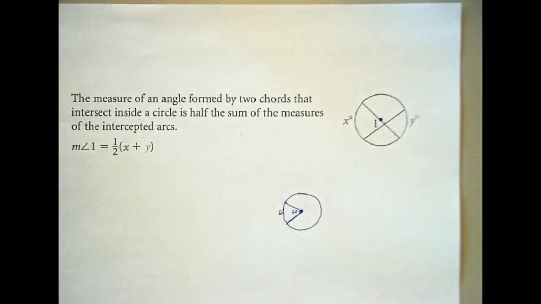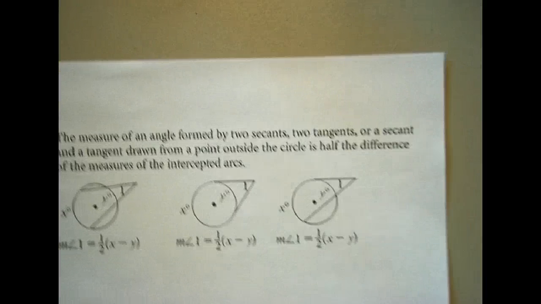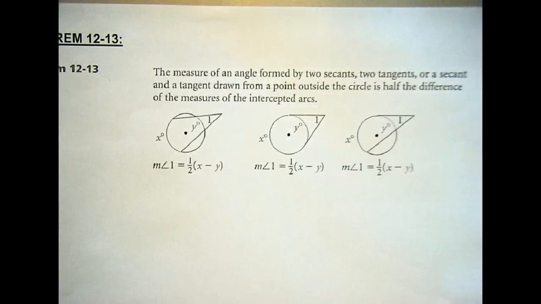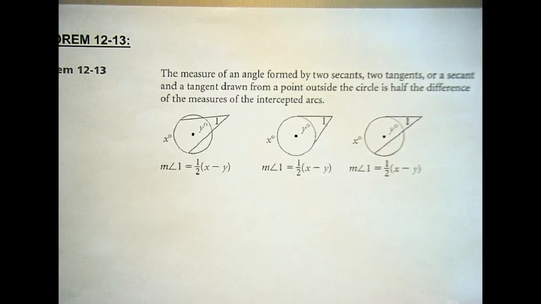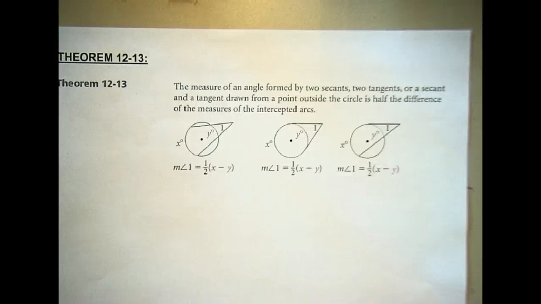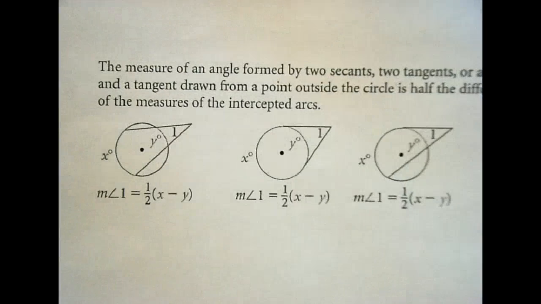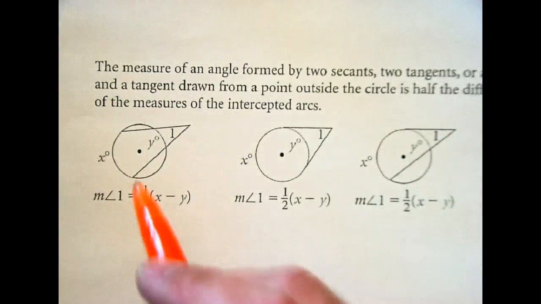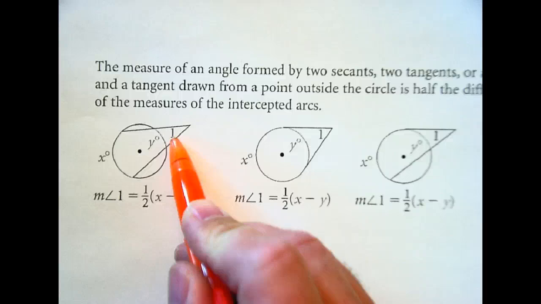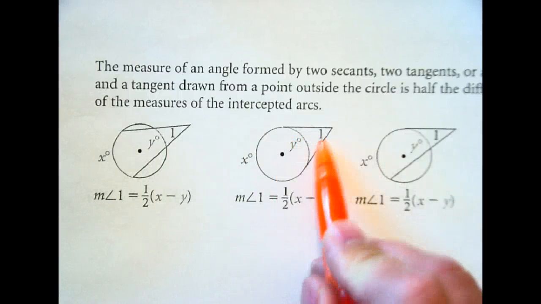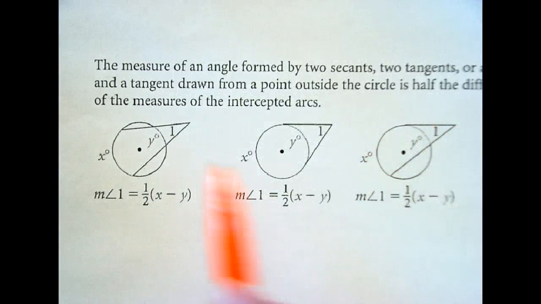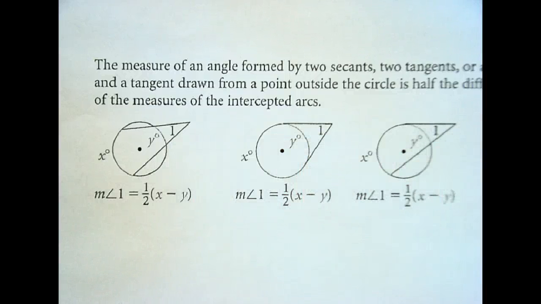The other ones, this one deals with chords. Theorem 12-13, the 3 pieces that go with it: the measure of any angle formed by 2 tangents, 2 secants, or a secant and a tangent drawn from a point outside a circle is half the difference of the measures of their intercepted arcs. So if you're focusing in on these 3 different situations, you have 2 secants intersecting, you have an angle formed. You have 2 tangents intersecting, you have an angle formed. And you have a tangent and a secant intersecting, and the angle formed. Notice the angle in this one is always outside of the circle. Okay?